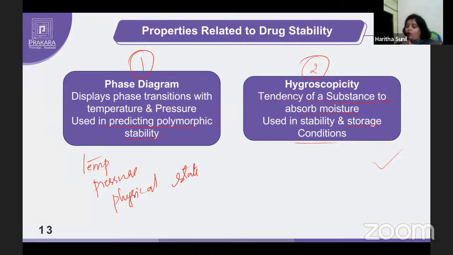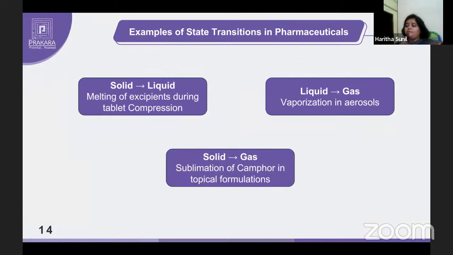So these are the two properties that are related to drug stability, the phase diagram as well as the hygroscopicity. And then the examples of state transitions in pharmaceuticals. We have seen some transitions in the beginning of the webinar. So what are the pharmaceutical examples that we have for these phase transitions? The first one is solid to liquid. The most important example that we have is melting of excipients during tablet compression.